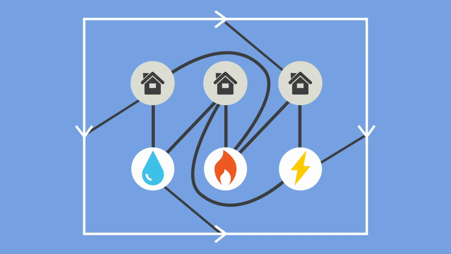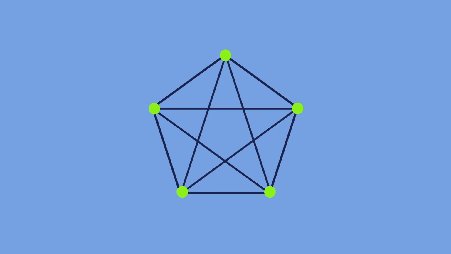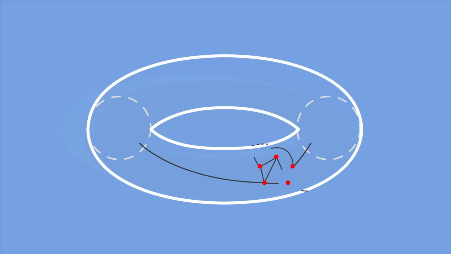And it's not just the 3 utilities graph, by the way. The graph known as K5, which has 5 nodes that are all connected to one another, is impossible to draw on a plane or sphere without intersection. However, if we move to a torus, then it can be done.